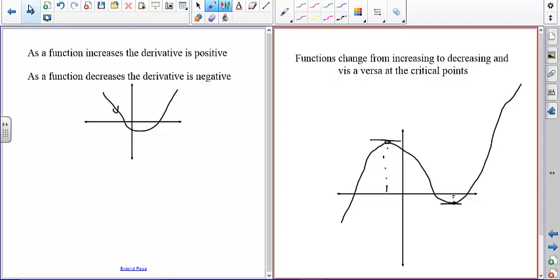So the first derivative test, I'm not going to formally say it yet, but the first derivative test basically says, let's find out where the critical points are, and then we'll look at the function to the left, and we'll look at the function to the right, and if it changes from decreasing to increasing, then it's a local minimum, and if it changes from increasing to decreasing, then it's a local maximum. That is the first derivative test.